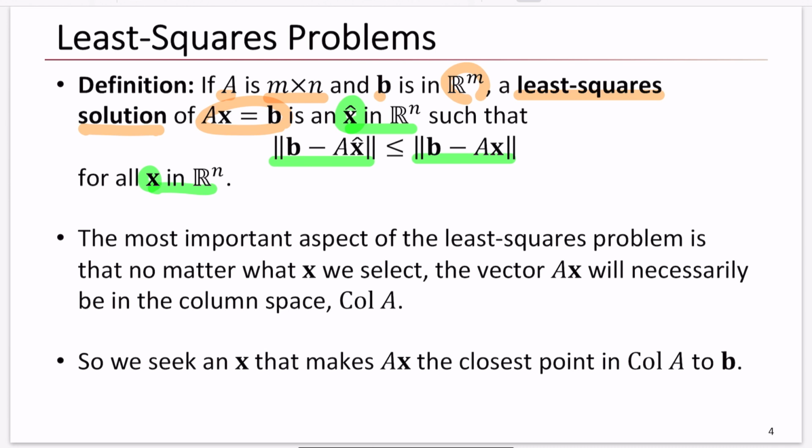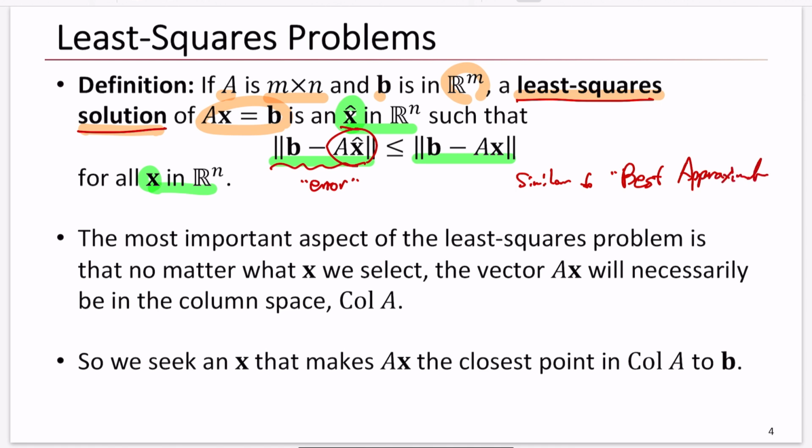In other words, if the error between b and Ax hat is the smallest, then x hat is going to be the least square solution. This is very similar to the best approximation theorem, which we already discussed.